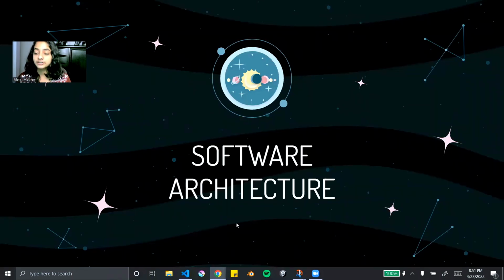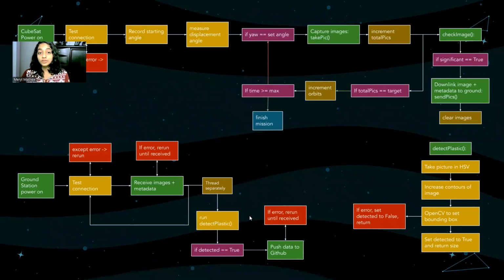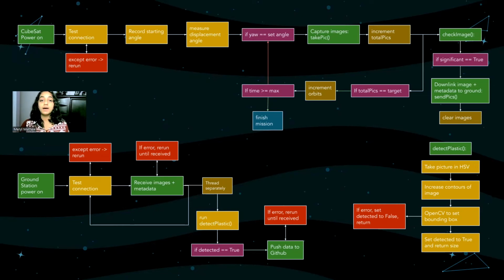The software architecture. For the CubeSat itself, we have a simple process. Once it's powered on, we'll test the connection. If there's an error, rerun until it's able to connect to the ground station. Then, starting orbit, it'll record the starting angle. It'll measure the displacement angle continuously while it's in orbit to determine if it's in daylight and if it's in a position to take pictures.